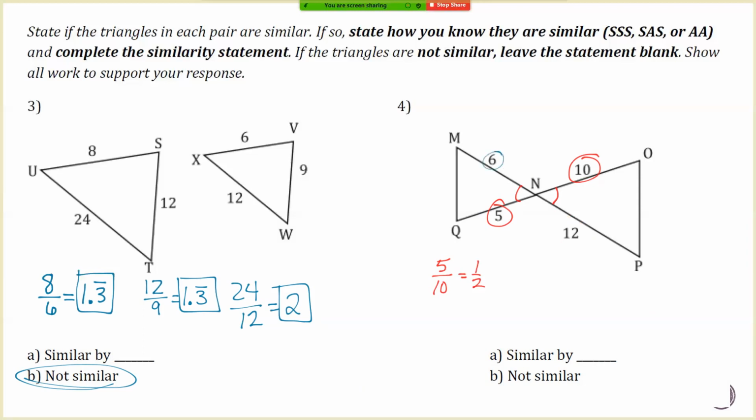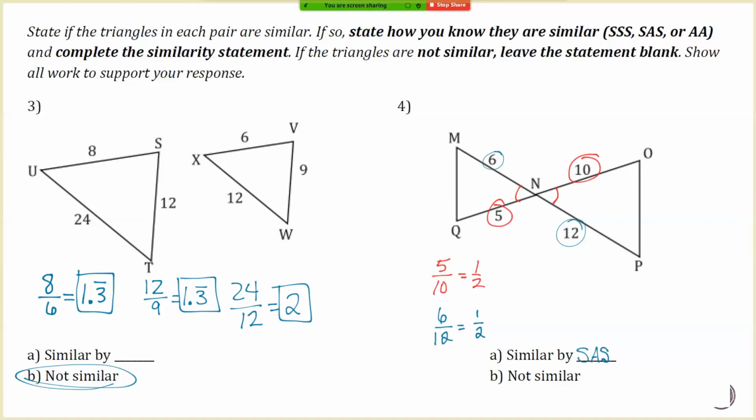5 divided by 10 is 1/2, 0.5. You're right. The second one, if I pick the other pair of sides I know, I have 6 divided by 12. Well, 6 divided by 12 is also 1/2, or 0.5. So these are similar by side angle side. We've proven 2 sides proportional, and we can show that the included angle is also the same.